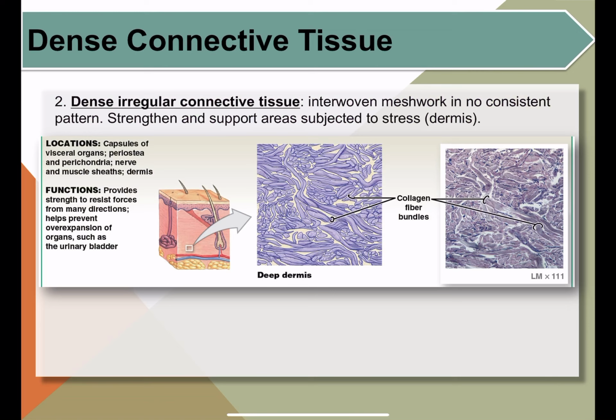Okay, so the second specific kind of dense connective tissue is called dense irregular connective tissue. The keyword there is dense but irregular, which indicates that this kind of tissue still has those densely packed collagen-looking lines all over the place, but they are irregular. They're not parallel to each other. They're an interwoven meshwork with no consistent pattern, and they function to strengthen and support areas subject to stress.